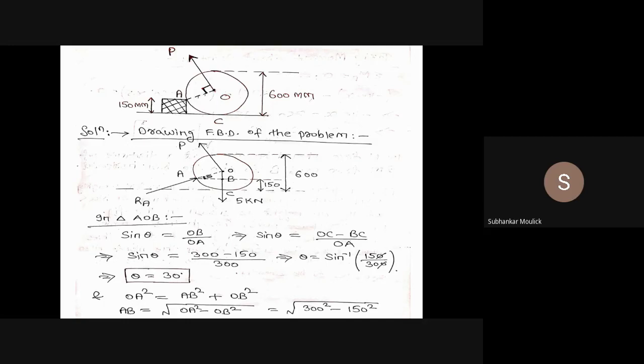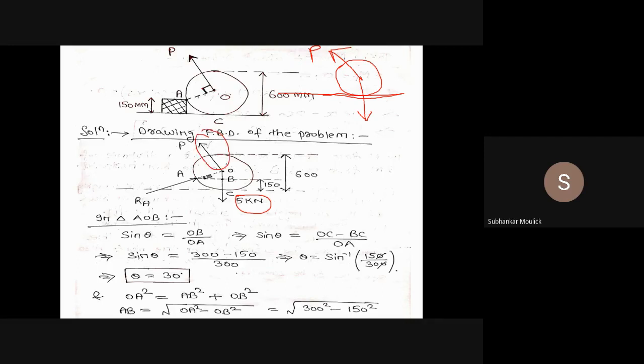So the weight of the wheel will be acting vertically downward. That is, this is your weight, 5 kilonewton, fine. And if you see, this is the ground. From the center of gravity of the wheel, this inclined force P is acting. This is that force P.